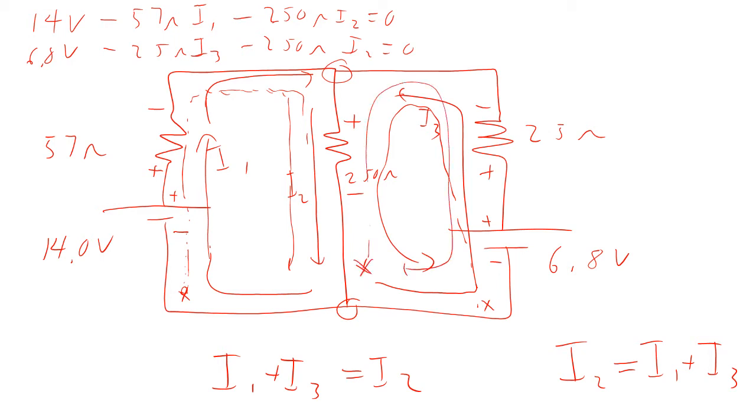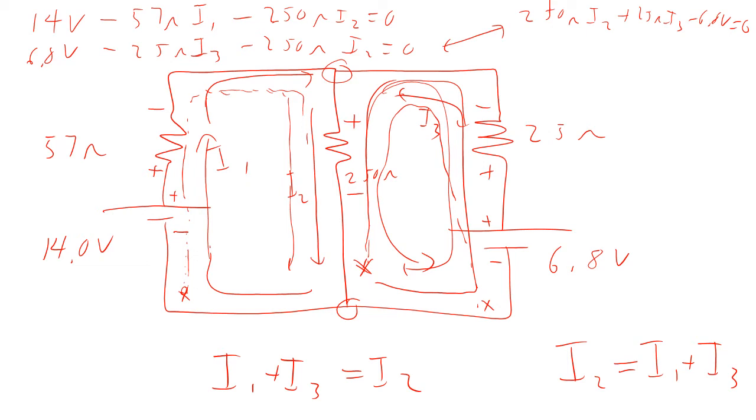Now, what if I had started down here and gone the other direction? What if I had started in the lower left corner and gone in that right-hand loop? What would that have looked like? Well, that means I would have gone from minus to plus on the resistor. So that would have been 250 ohms times I2. And then I would have gone minus to plus, so plus 25 ohms I3. And then I would have gone from plus to minus, minus 6.8 volts equals 0. Well, notice that is exactly the same equation. I just moved everything to the other side of the equation. So that doesn't really change anything. Okay, so that's really the same equation.